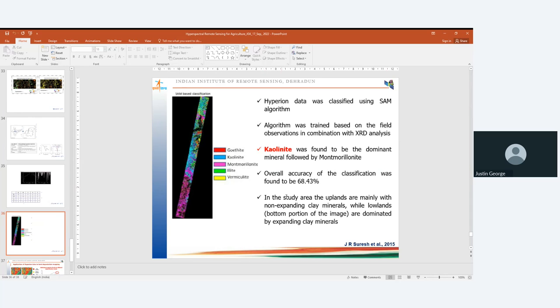Another thing they observed in the study area is that the uplands, where waterlogging is less and the drainage conditions are good, are mainly occupied by non-expanding types of clay minerals, while the lowlands or bottom lands, where there are chances of water saturation or waterlogging, are dominated by expanding types of clay minerals, that is the 2:1 montmorillonite type. This image shows the distribution. There is a gradation in the distribution. This is the lower portion, which mainly contains some montmorillonite type of clay, whereas the blue areas, or the higher elevation areas, are dominated by the carbonate type of clay.